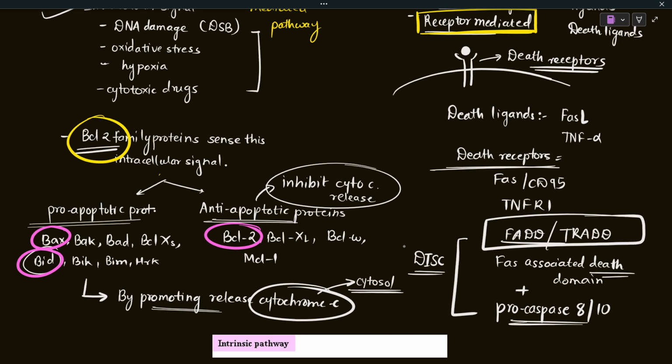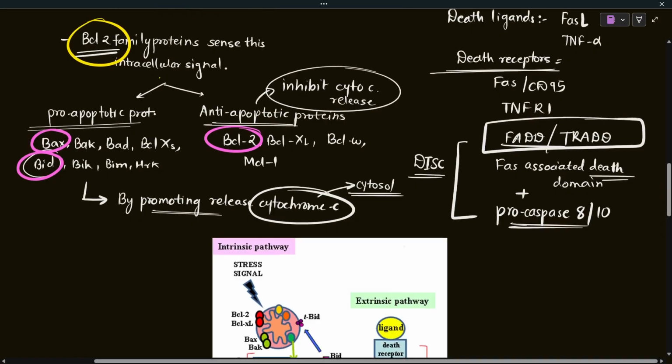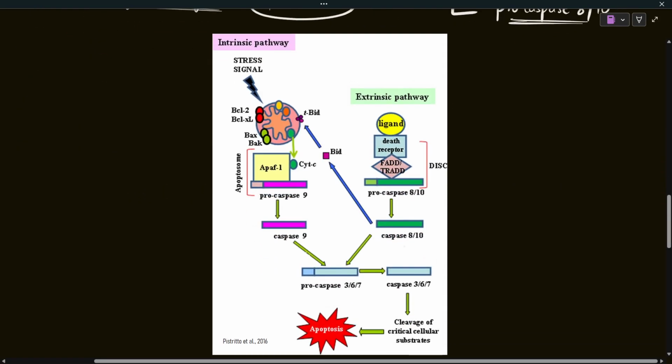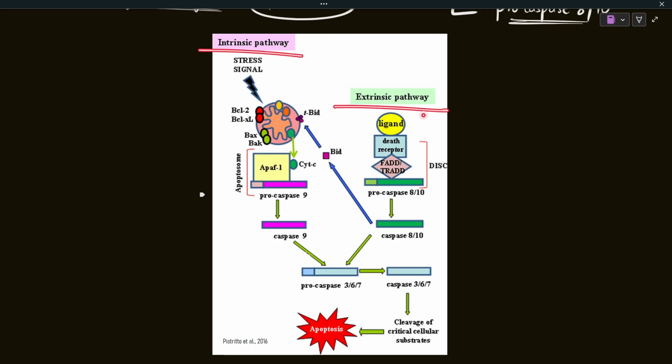So let's summarize all of the process through a schematic. This is a schematic which was given in this particular research paper. This is a review article. If you want, I can put the PMID or the DOI of that review article in the description box so that you can refer to it. I have taken this schematic from that article. Here you can see that it is summarizing both of the pathways, the intrinsic pathway as well as the extrinsic pathway of apoptosis. So let's first discuss the extrinsic pathway. Here you can see the death ligand, like FAS-L, or the TNF alpha.